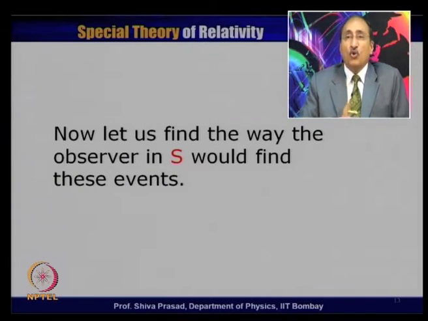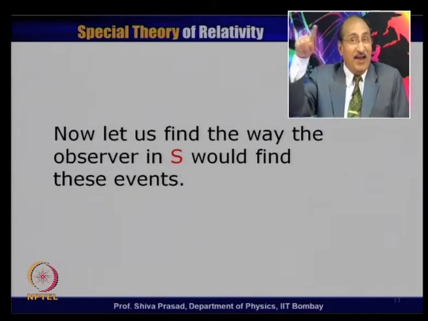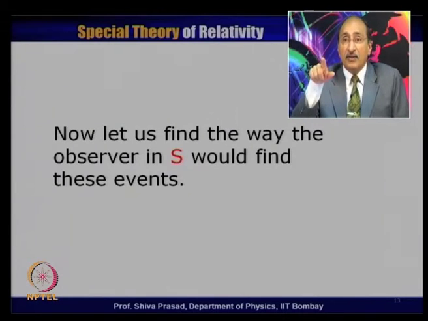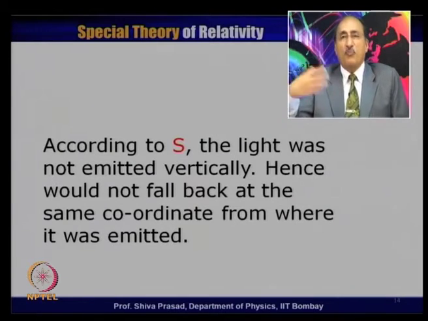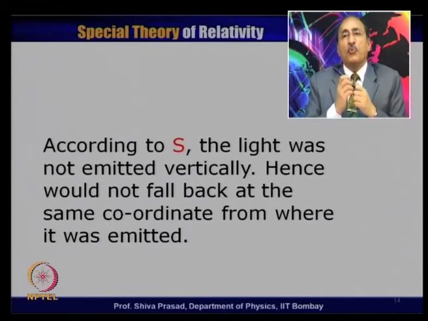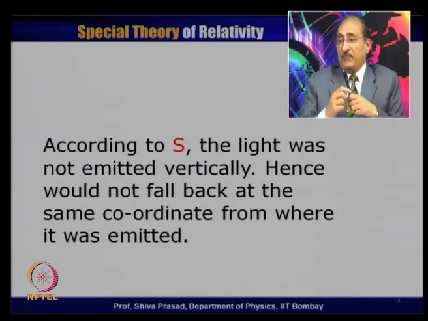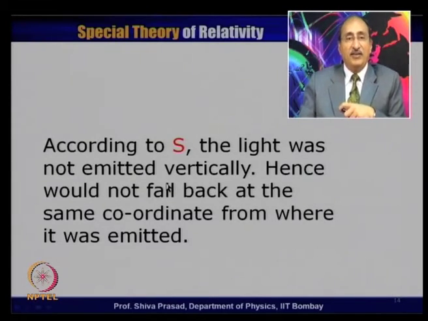It means light is not going vertically upwards, but it is going at an angle, and the angle will depend on the value of gamma, of course, because uy depends on the value of gamma. So, if the observer in S frame wants to look at the motion of the light, this is what he would probably visualize. He would see that the light has an x component and also has a y component and is not emitted vertically.